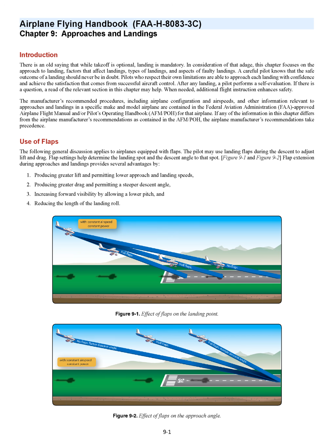Use of flaps. The following general discussion applies to airplanes equipped with flaps. The pilot may use landing flaps during the descent to adjust lift and drag. Flap settings help determine the landing spot and the descent angle to that spot. Flap extension during approaches and landings provides several advantages by: 1. Producing greater lift and permitting lower approach and landing speeds. 2. Producing greater drag and permitting a steeper descent angle. 3. Increasing forward visibility by allowing a lower pitch, and 4. Reducing the length of the landing roll.